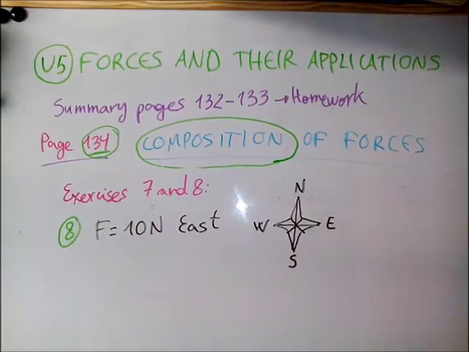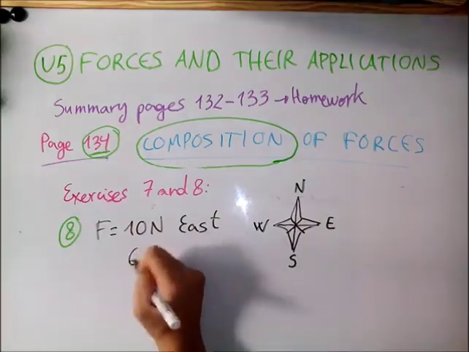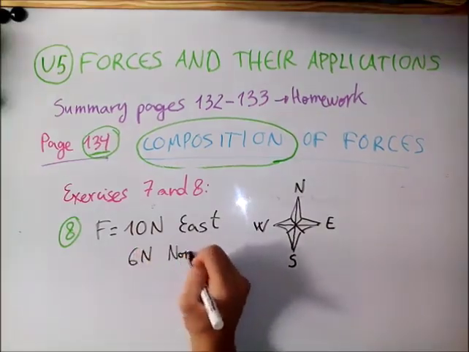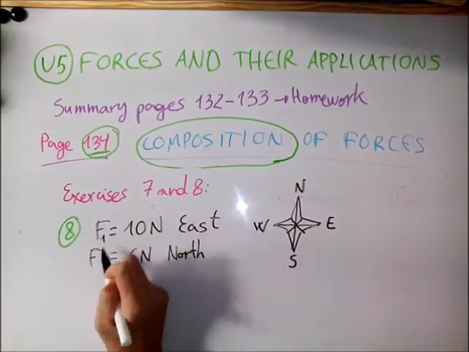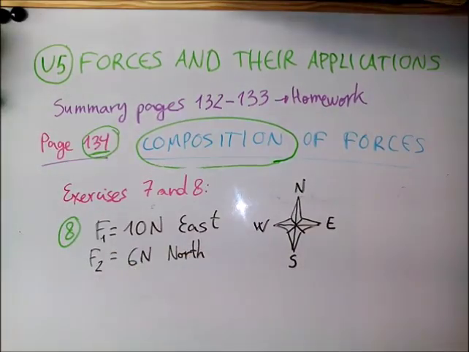And they tell me that the current exercises a force of 6 Newton to the north. So there's 6 Newton to the north. I'm going to call this force 1 and this force 2. They ask what is the resultant force of the boat, and to draw a sketch of the forces acting on the boat. So I need to draw a sketch.